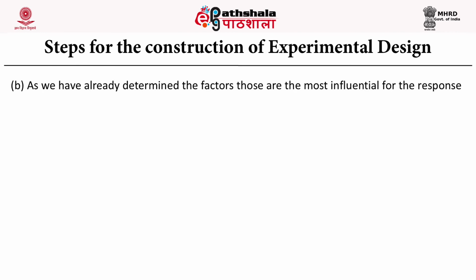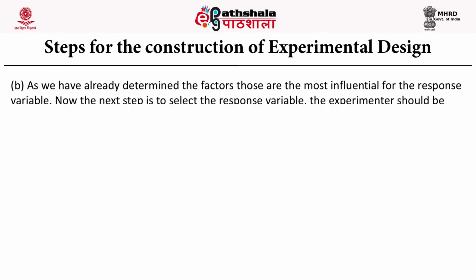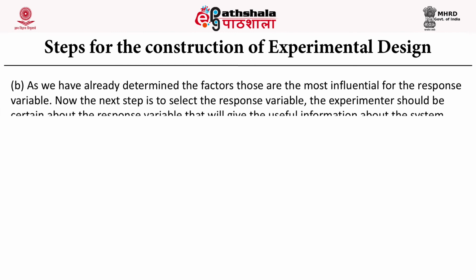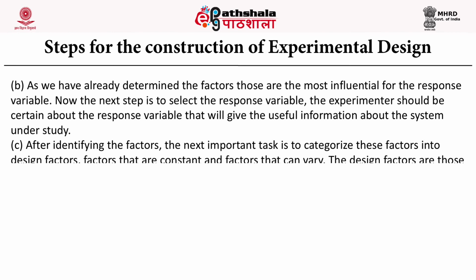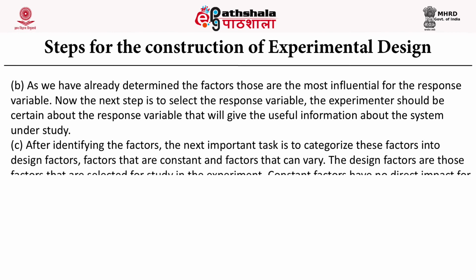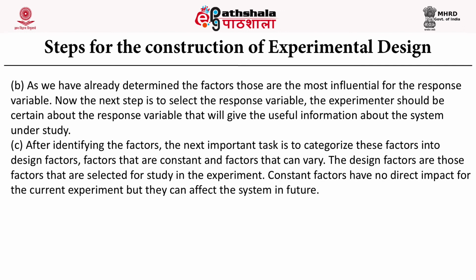The second step is, as we have already determined the factors that are the most influential for the response variable, the next step is to select the response variable. The experimenter should be certain about the response variable that will give useful information about the system under study. After identifying the factors, the next important task is to categorize these factors into design factors, factors that are constant, and factors that can vary.